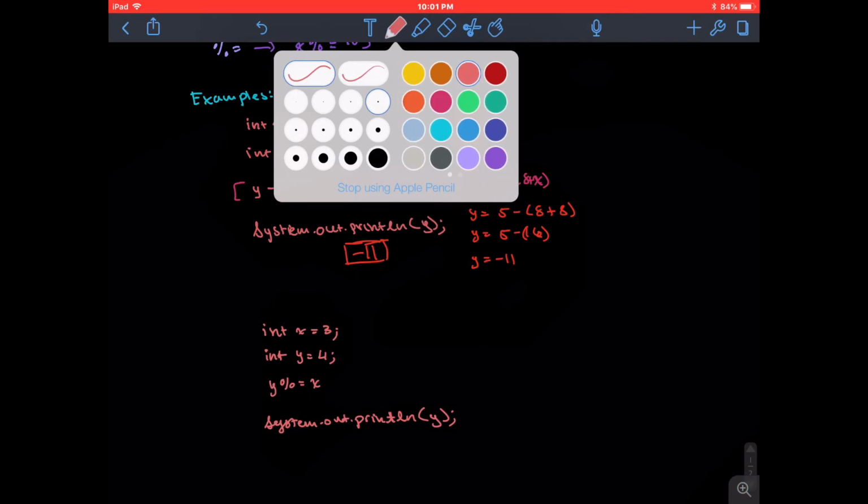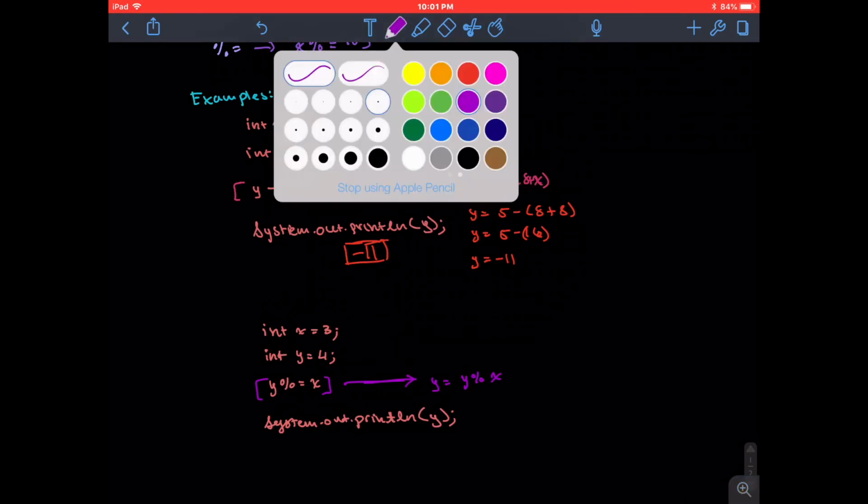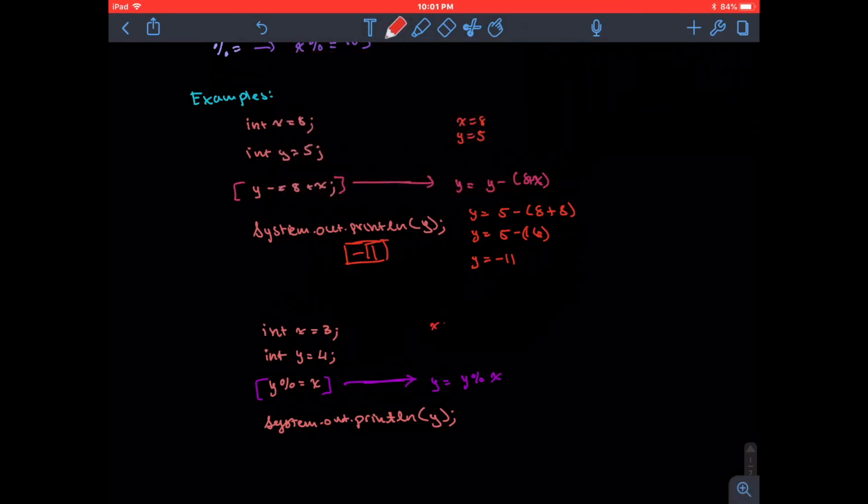Okay, so now let's solve this through. Let's first look at how this actually looks. We are going to mod whatever's on the left with whatever's on the right. So we're going to say y is equal to y mod x. So now let's solve this. We have x is equal to 3. We have y is equal to 4. And then we say y mod equals x. So that's equivalent to y is equal to y modulus x.